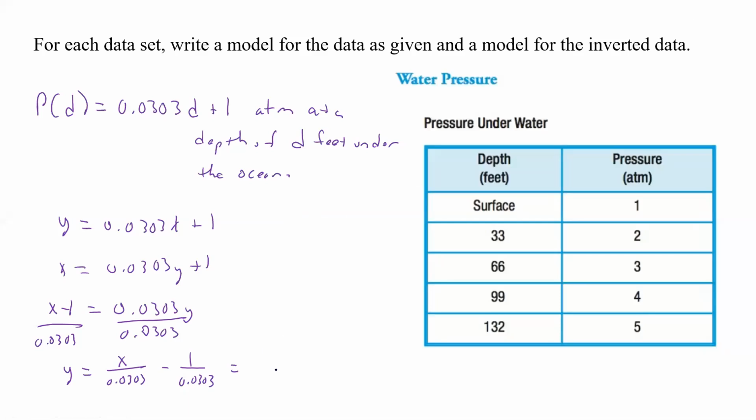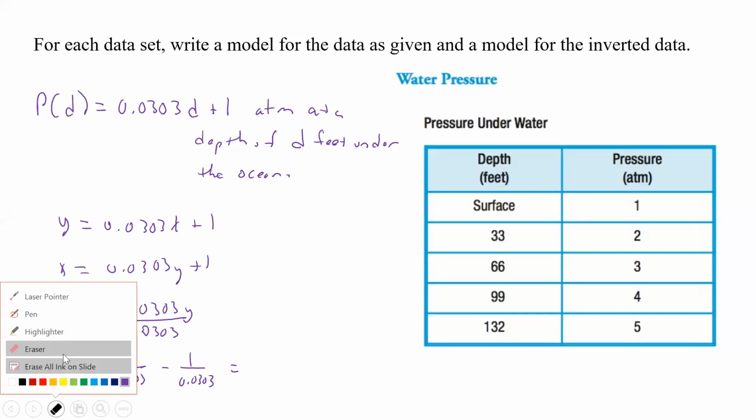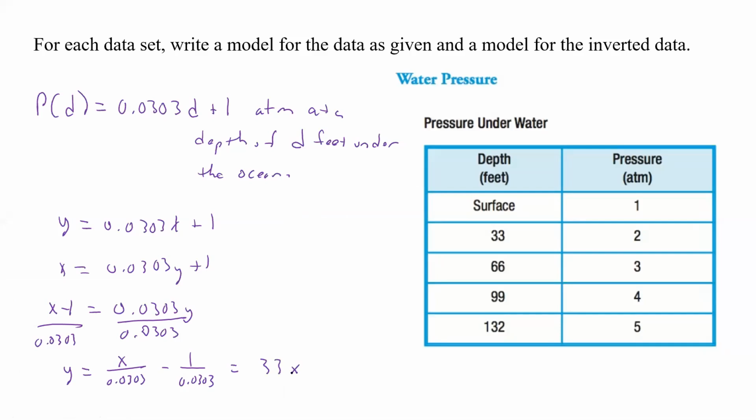So it's going to be 33x minus 33. Okay. Now, what are my units now? Because now I have to think about what that is. So I have to rewrite the function now. And so now my function should be, I'm getting the depth out. So I'm going to say d of p is equal to 33p minus 33. Okay, so that's what it is doing the longhand. And that's what my function is for the inverted data.